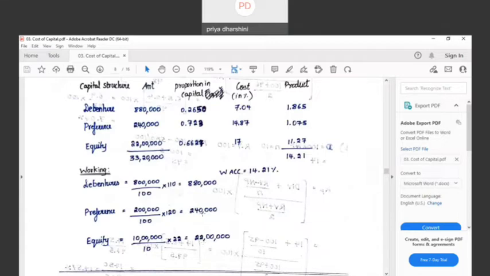Having known the market value, find the proportion in capital: 8 lakh 80,000 divided by 33 lakh 20, 2 lakh 40 divided by 33 lakh 20, 22 lakh divided by 33 lakh 20. This will give you the proportion in capital. The cost will not change; the cost will be the same whether it is book value or market value. So multiply the proportion with the cost to get the product. The total of the products will give you the weighted average cost of capital.